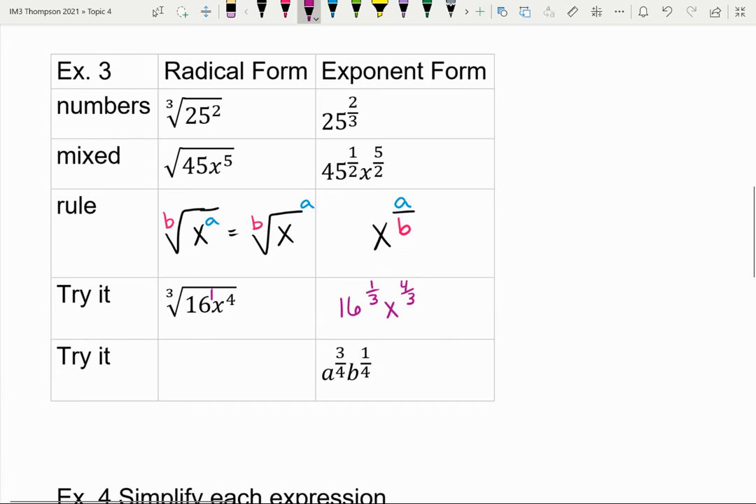Now, if I could take the cubed root of 16, I would. The cubed root of 16 is some irrational number, so I can't do it. And then on the other one, when I work backwards, in exponent form, I have a to the 3/4 times b to the 1/4. They have the same denominator. That denominator is going to become the index. And then I'm left inside with a to the 3rd, b to the 1st. I'm not going to write a 1 over the b.